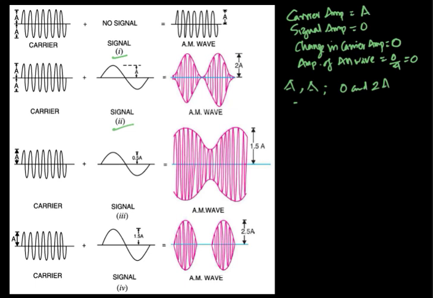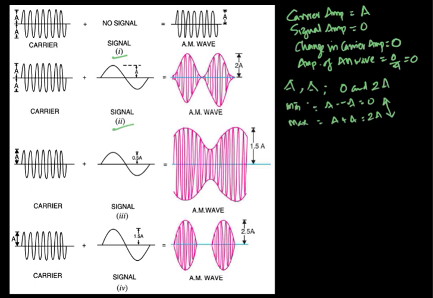So the amplitude of the carrier wave is actually the sum of signal amplitude and carrier amplitude. So if we consider in this case, the minimum amplitude of carrier wave is A minus A, which is 0. The maximum amplitude of the carrier wave is A plus A, which is equal to 2A. So the amplitude modulated wave will have an amplitude which varies between 0 and 2A.